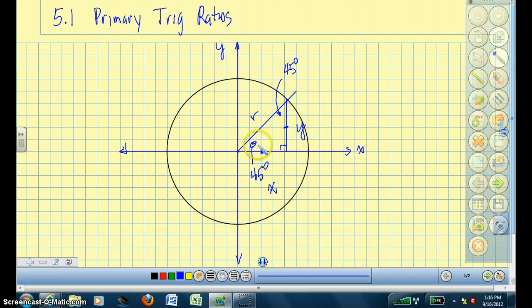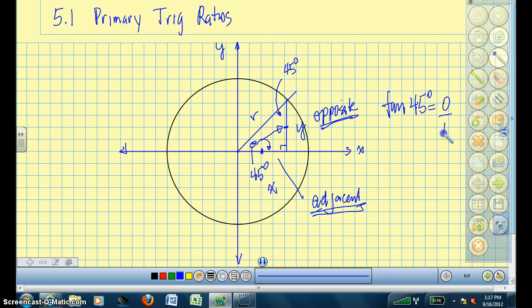Okay, so if I use 45 degrees here, and I look at this side over here, this side is the opposite. And this side along the x-axis closest to this angle is the adjacent. And I've already told you that these two sides are the same length. And from the mnemonic, we know if I'm going to use opposite and adjacent, I can use tan. So tan 45 degrees is equal to opposite over adjacent.